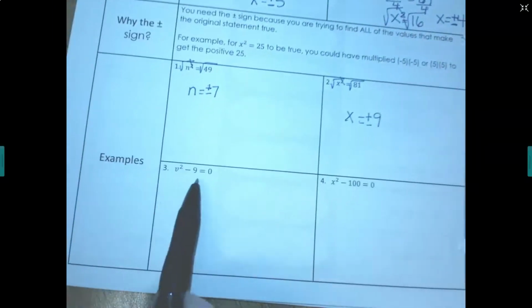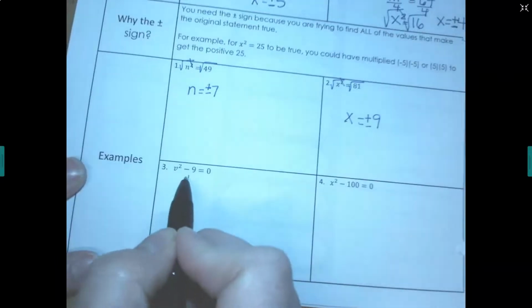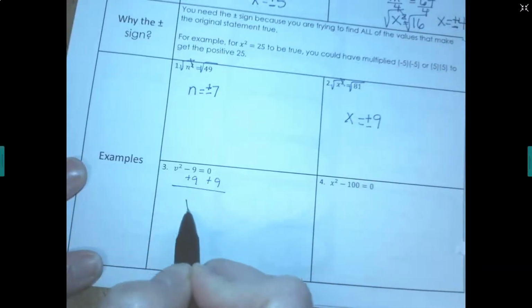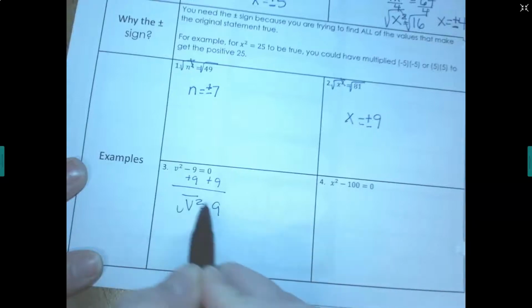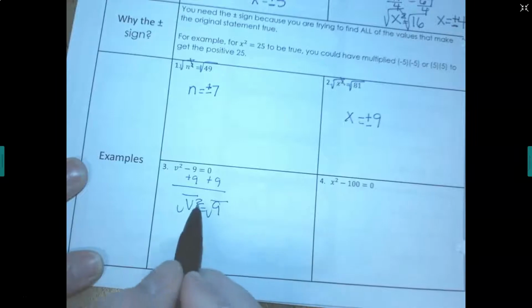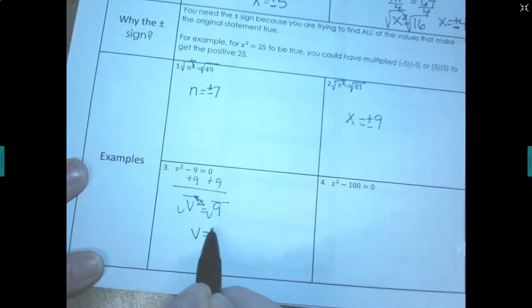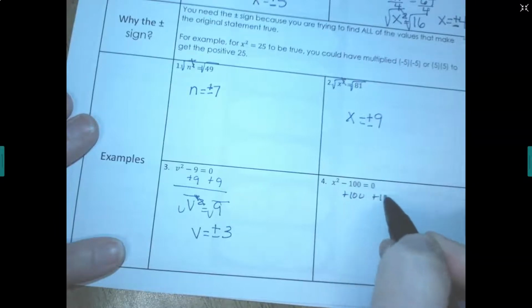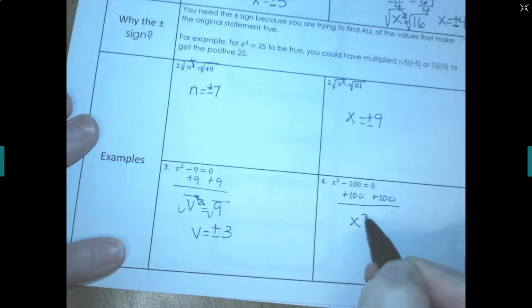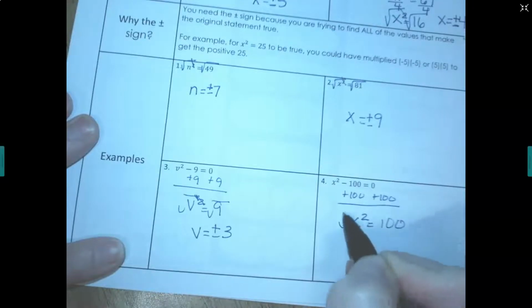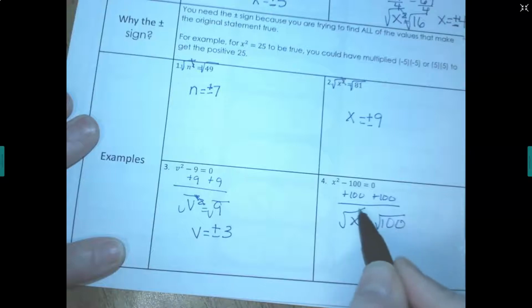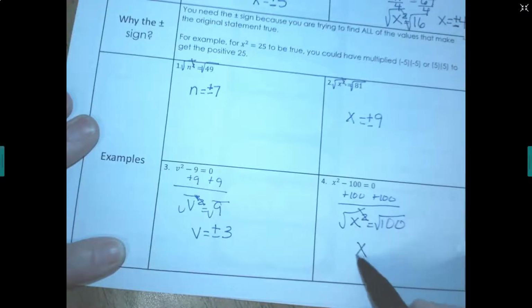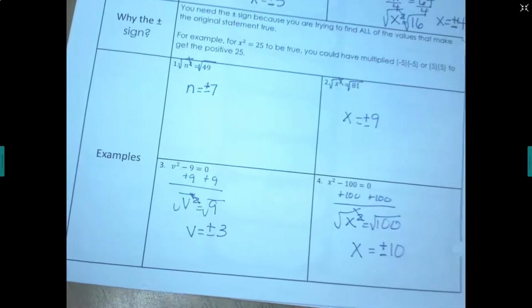Okay? Then we have where we're going to have to isolate what's being squared. We'll add 9 to both sides. So we have v squared equals 9. Take the square root of both sides. It's going to cancel the squaring, leaving just v equals positive or negative 3. One last one on this side. Isolate what's being squared. And we get x squared equals 100. Square root both sides. The square root cancels the square, leaving just x equals the square root of 100, which is 10, and it's both positive or -10.